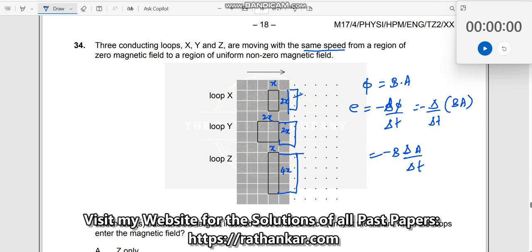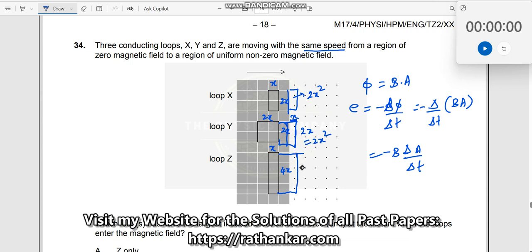The area in this case is seen to be 2x multiplied by x, which is 2x squared. Okay, and then here what is the area? This is once again this length multiplied by this length. You should not consider this because it is not inside the magnetic field. So this is once again 2x and this is x, which should now be equal to 2x squared.